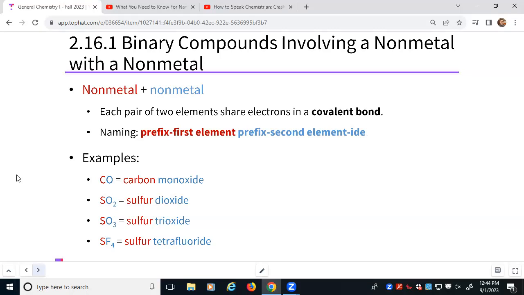Two elements, both of the elements are non-metallic. They are made with a covalent bond. The naming for them is simple. Prefix, element number 1. Prefix, element number 2, ide.